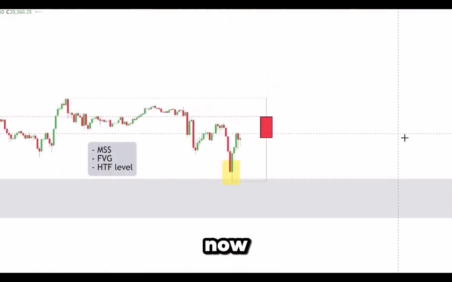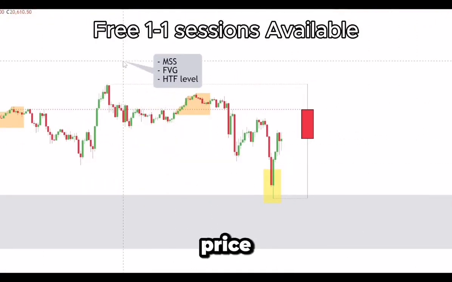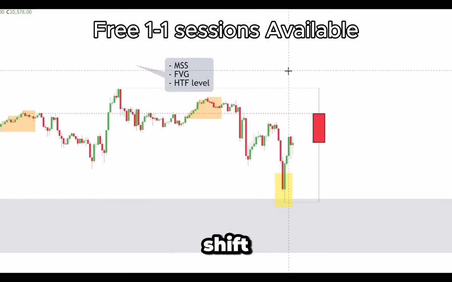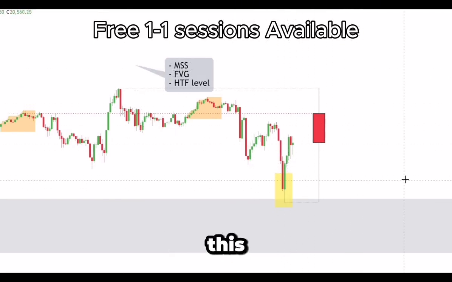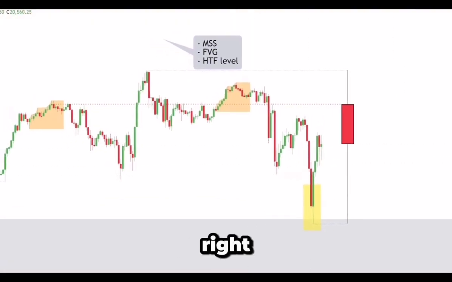So if we head down now to the 15-minute time frame, what we're looking for is these three things in price, these three signatures: a market structure shift, a fair value gap, coming off a higher time frame level. But what makes this price action higher probability, right? Can someone spot this? There's two things.